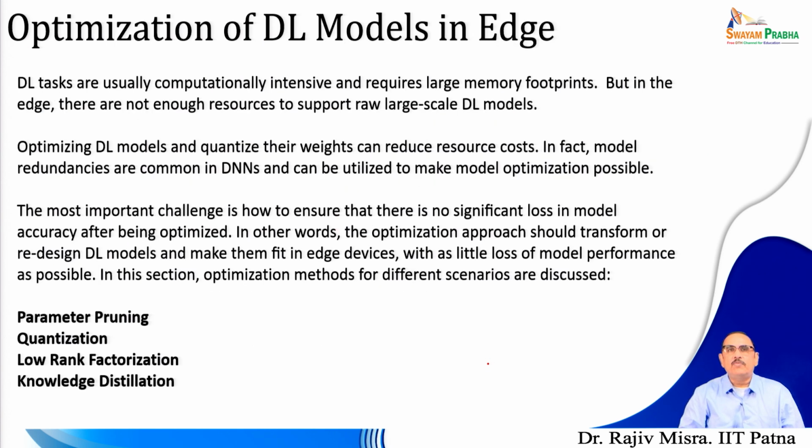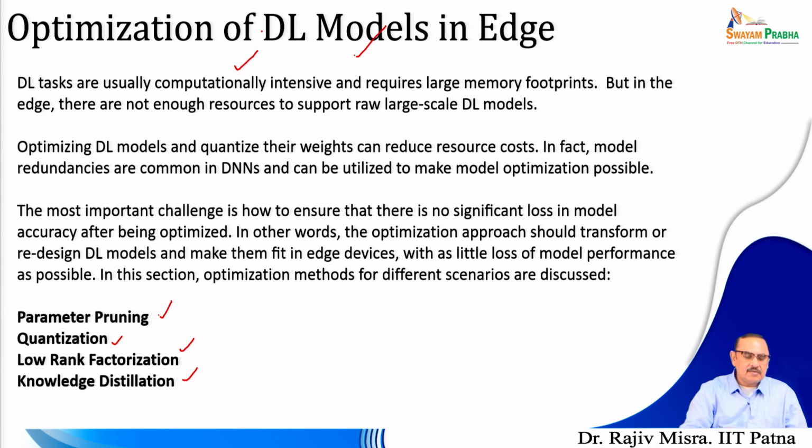Now, let us see about the optimization of deep learning models at the edge. It requires the following interventions, that is parameter pruning, quantization, low rank factorization and knowledge distillation.